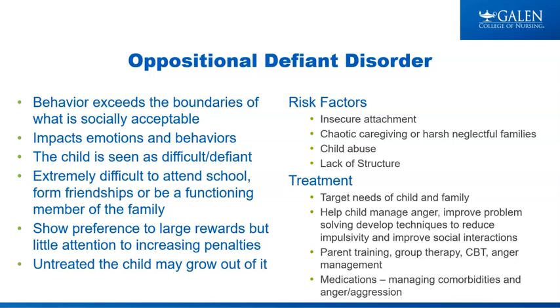We can see some of these risk factors if we don't get along well with our kids or our parents, if we have chaotic caregiving or a harsh, neglectful family. Parents who are super strict and always putting the child down, lack of structure at home, chaotic caregivers, low socioeconomic status, neighborhood violence are all different things that we can see that cause this disorder to be developed.